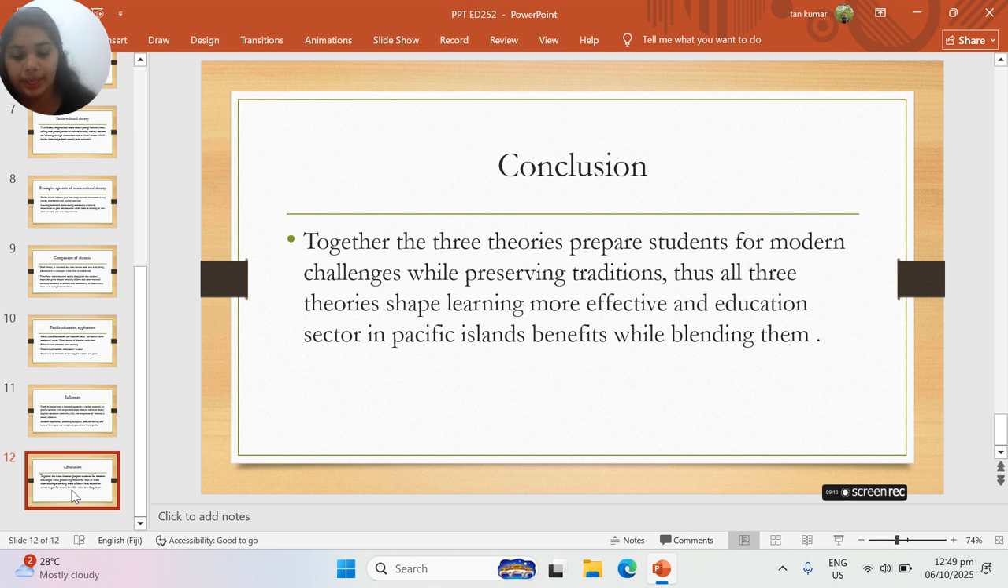In Pacific education, blending these approaches supports holistic development: academic, cultural, and emotional support. Together, the theories prepare students for modern challenges while preserving traditions. Thus, all these theories make learning more effective, and the education sector in the Pacific benefits from blending them together for a better future. Thank you.